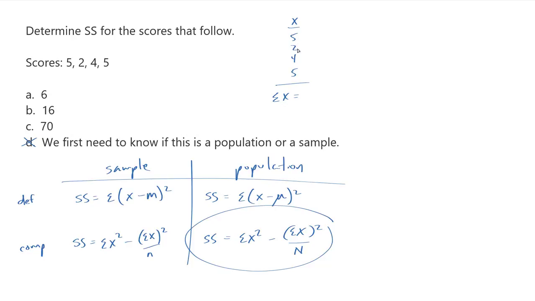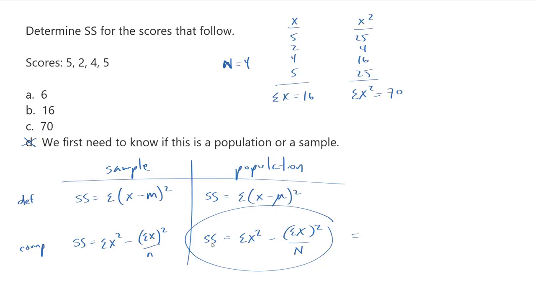So 5 plus 2 is 7, plus 4 makes 11, plus another 5 is 16. I'm considering this to be a population for this calculation, so I'll make it a big N. Big N is 4. I need my x squared values, so 25, 2 squared is 4, 4 squared is 16, 5 squared is 25. Let's add these up, and that will give me my sum of x squared. 25 and 25 make 50, and then these two make 20. 50 and 20 is 70.